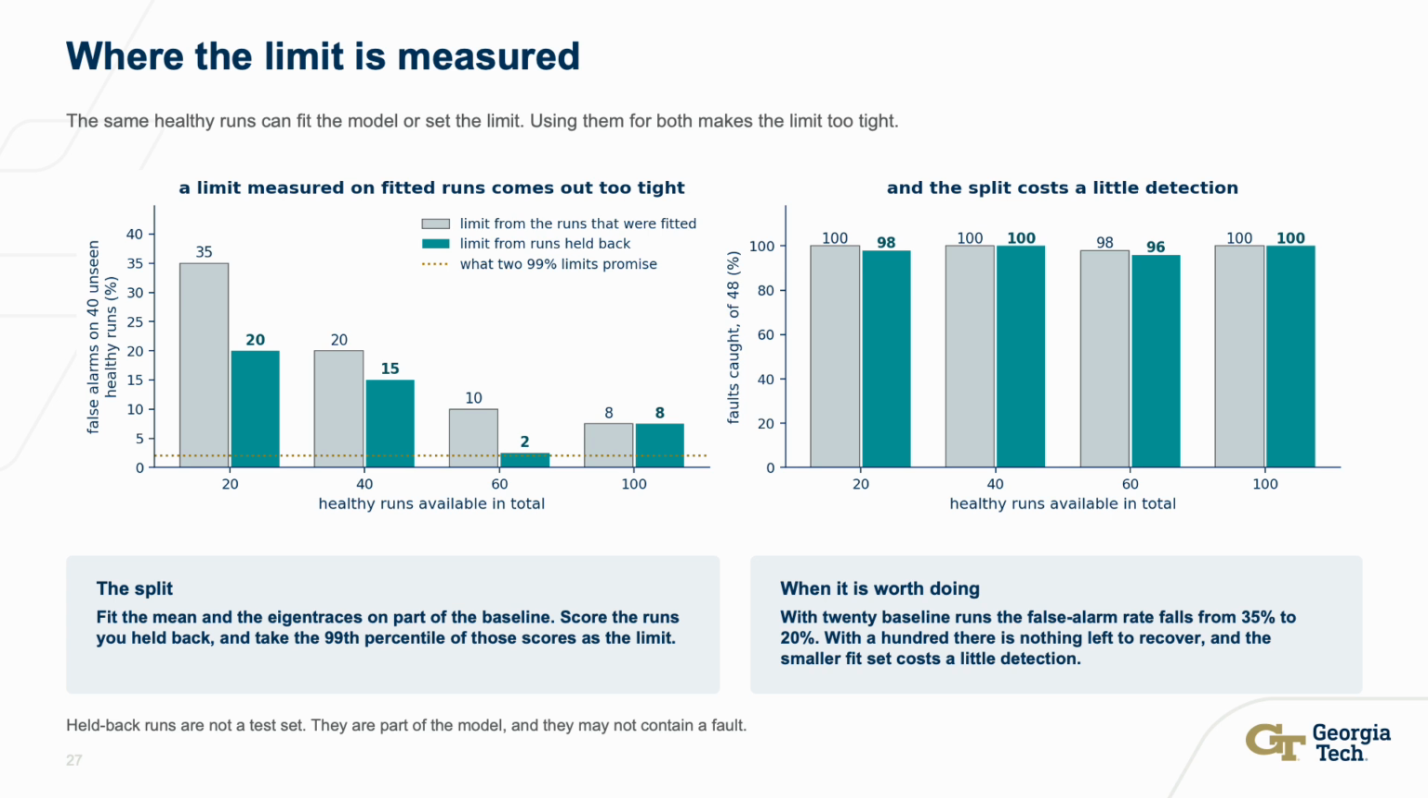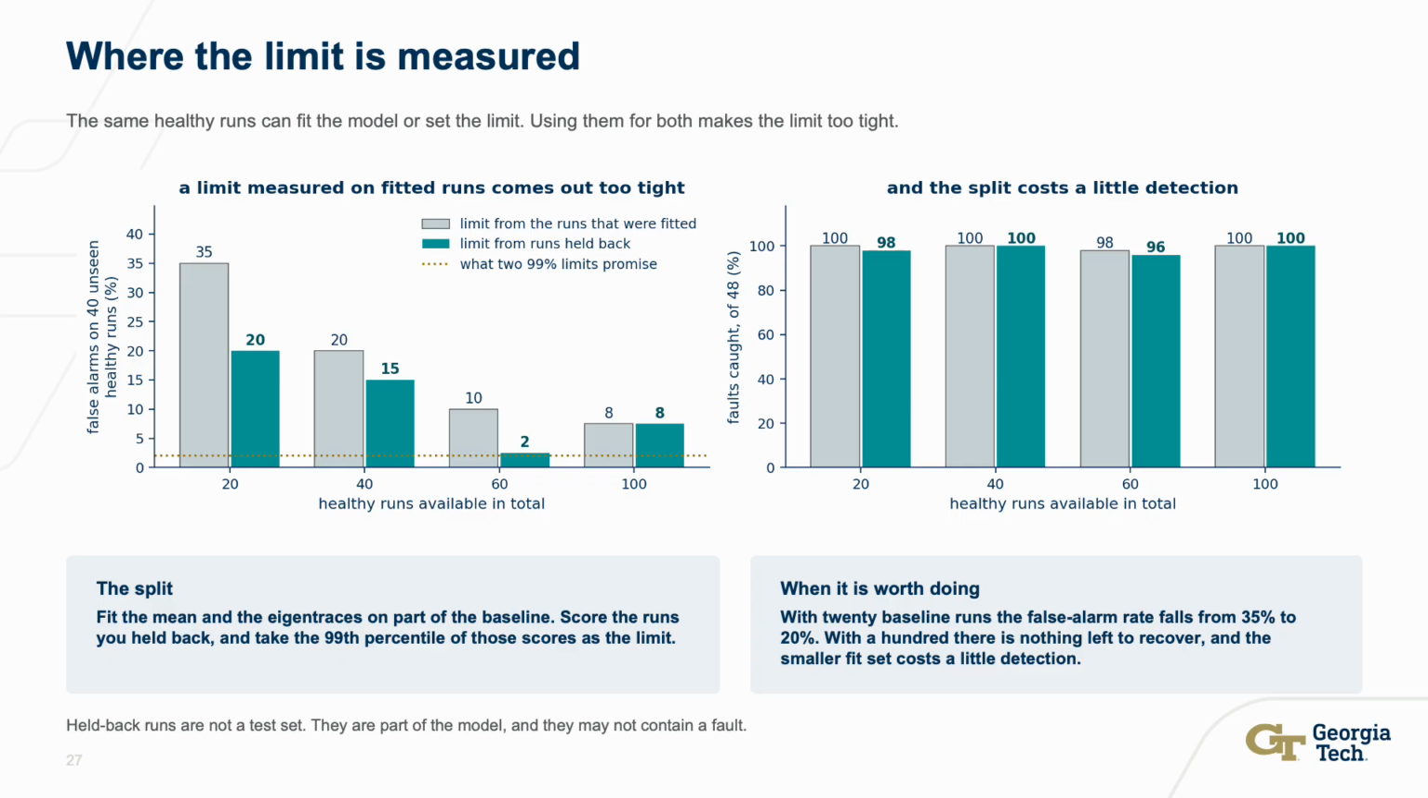The repair is to give the two jobs to two different sets of runs. Fit on part of the baseline, then score the runs you deliberately held back, runs the fit never saw, and take the 99th percentile of those scores as the limit. Those residuals are the size an unseen healthy run really reproduces.